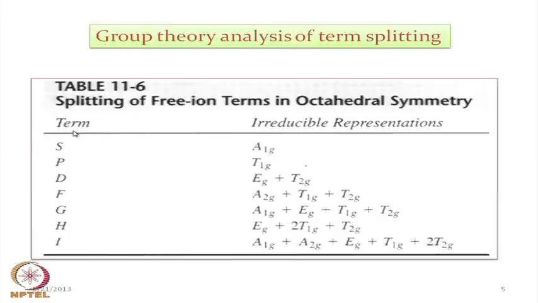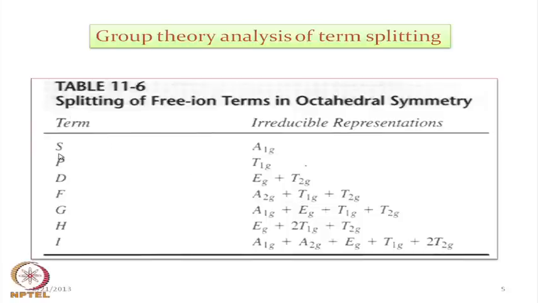Once we have the terms, these particular terms are what we call the irreducible representations, which are nothing but the corresponding terms in octahedral symmetry. So, if we put octahedral symmetry, the terms go up to I, basically S, P, D, F, G, H, I. These are the maximum limit we can have while handling the d1 to d10 electronic configurations.